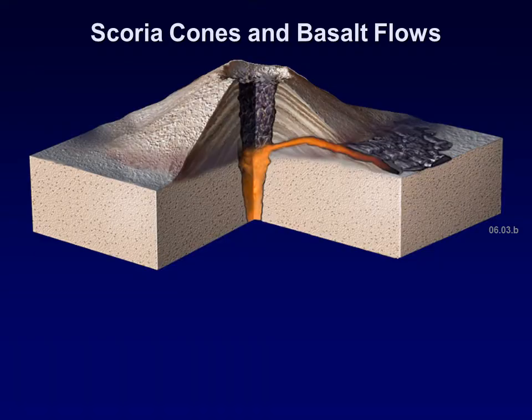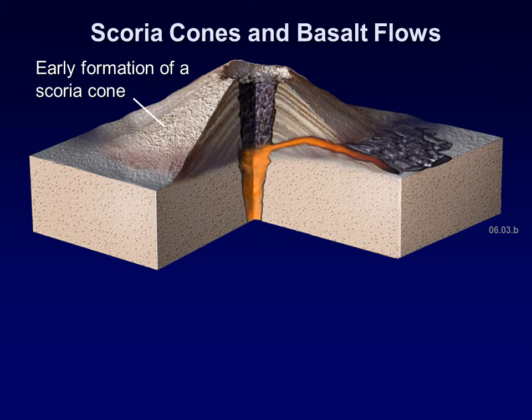Alright, so back to the notes now. How do scoria cones and basaltic flows form around the same vent? Right? It doesn't make a whole lot of sense to have a very fluid flow and sort of a gassy flow. How does that happen? So it happens in two stages.